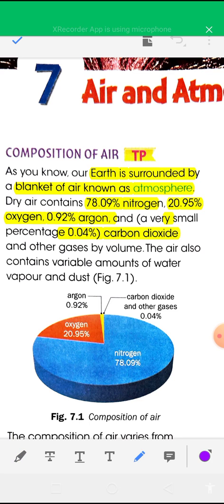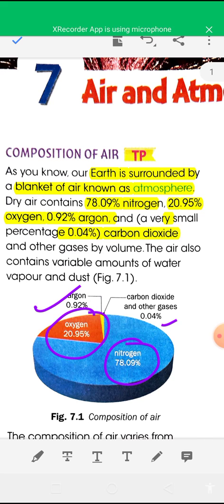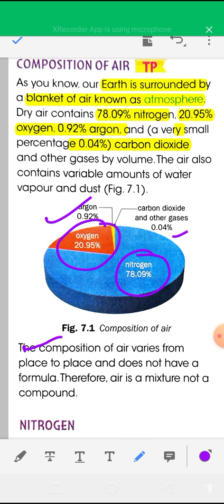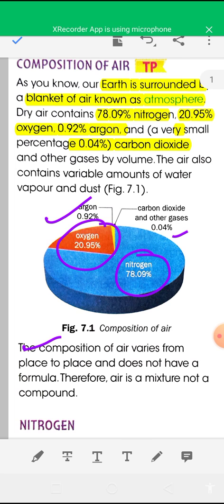In air, almost 78% nitrogen, 20.95% oxygen, 0.92% argon, 0.04% carbon dioxide and to some extent dust particles and water vapor are also present. The composition of air varies from place to place and it does not have a chemical formula. Therefore air is a mixture, not a compound.